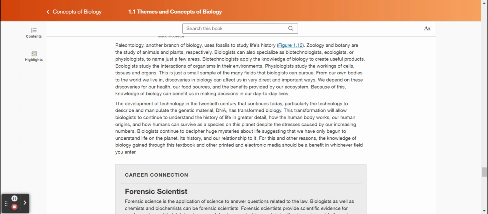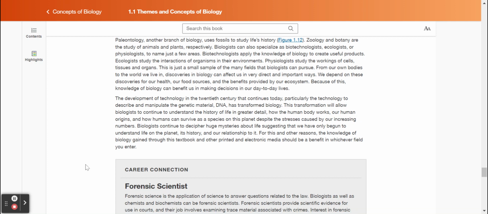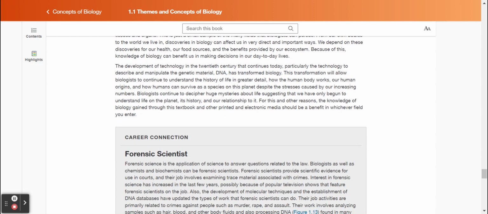From our own bodies to the world we live in, discoveries in biology can affect us in very different and important ways. We depend on these discoveries for our health, our food sources, and the benefits provided by our ecosystem. Because of this, knowledge of biology can benefit us in making decisions in our day-to-day lives. The development of technology in the 20th century that continues today, particularly the technology to describe and manipulate the genetic material, DNA, has transformed biology.